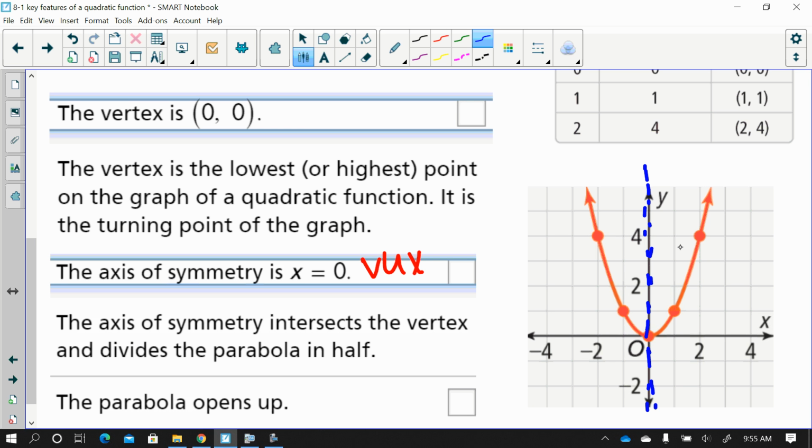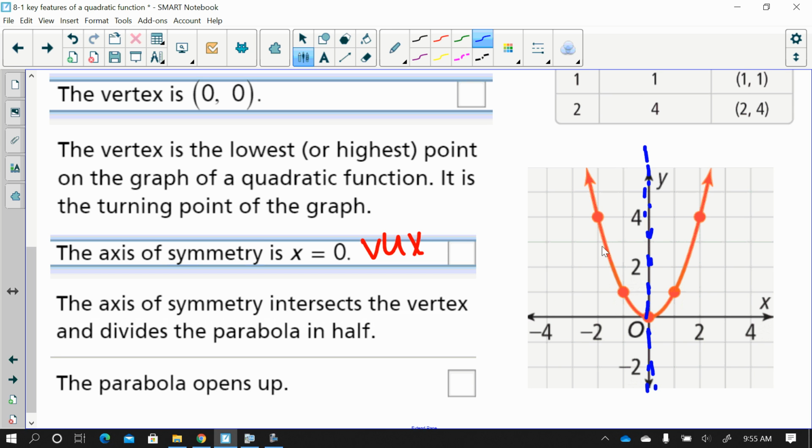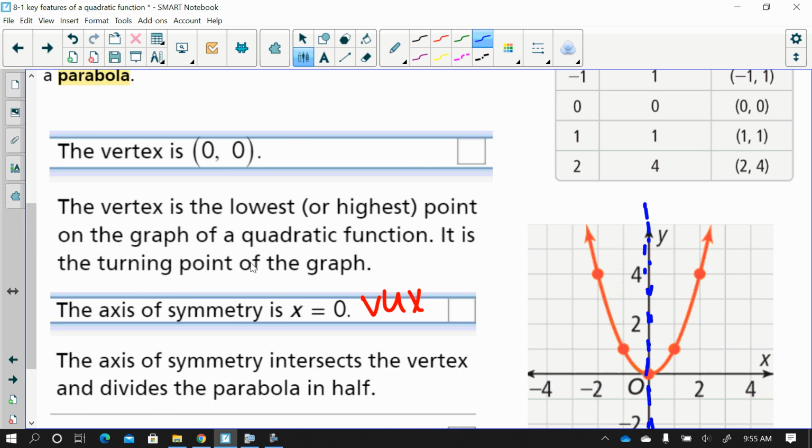Another important characteristic is that we need to decide what direction the parabola opens. If I'm looking here, it opens up. So those are some important characteristics: the vertex, the axis of symmetry, and the direction it opens.